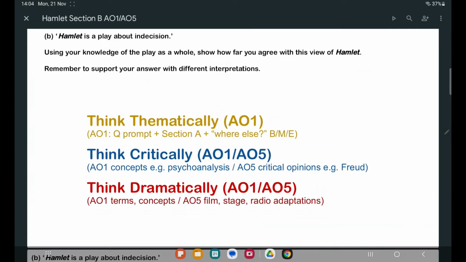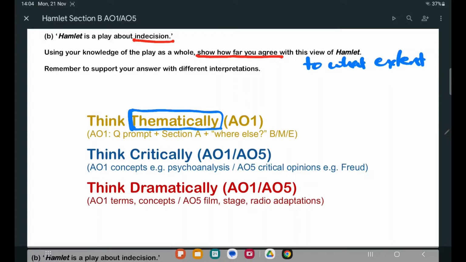All right, so in this particular question, we have a theme, right? Indecision. And then we have this prompt here, how far you agree, so to what extent. That's basically what it means. So you don't have to agree with it, you could argue against it. So we need to think thematically in this instance. I have seen questions where it's a character. Themes still apply to characters, but there we might be thinking more about what characteristics that character has or symbolizes. But here we're thinking thematically.